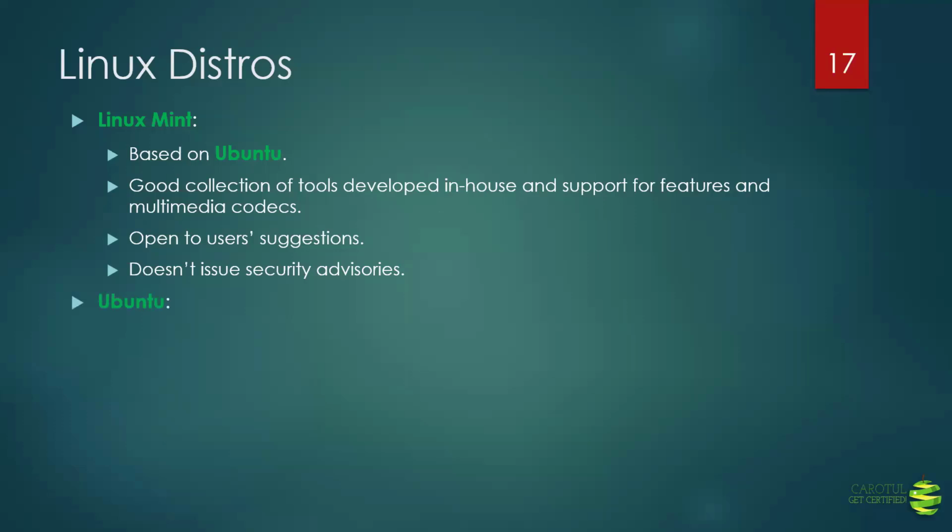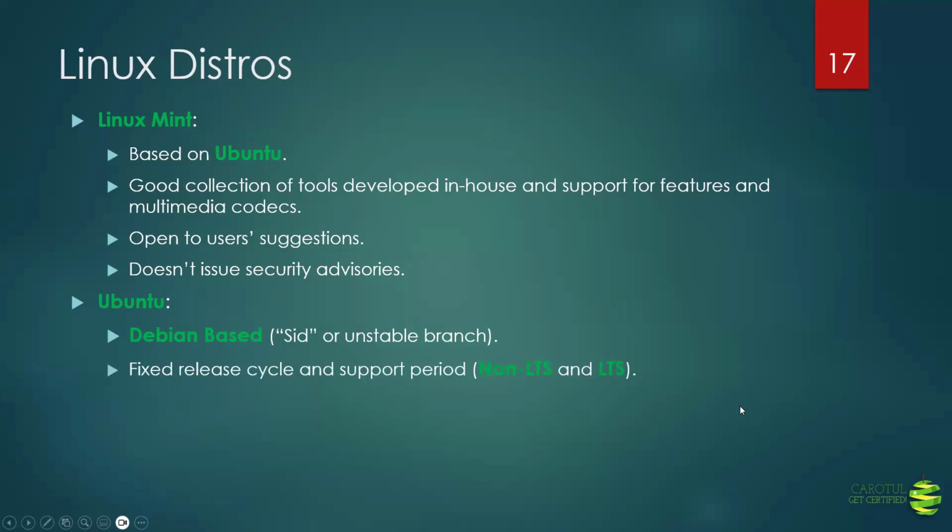On the other hand, Ubuntu is very, very popular. It is Debian based, which is based on the Sid branch, or the unstable branch, of Debian. And it has a fixed release cycle and support period. So there are two different types of Ubuntu implementation: non-LTS and LTS, which stands for long term support. So if you're going for long term support Ubuntu, you will get support for a long time. Basically, it is a cycle, and until the next release comes out, and even after that for a few years, you will get support for Ubuntu.